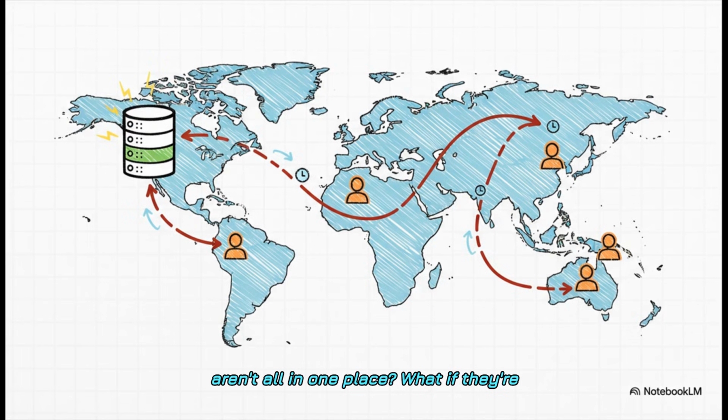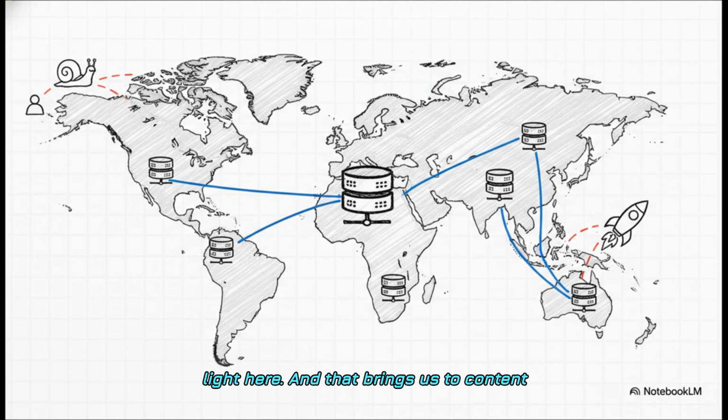What if they're scattered all over the globe? All of a sudden, the problem isn't just memory versus disk. The new bottleneck is the actual physical distance the data has to travel. We're talking about the speed of light here. And that brings us to content delivery networks, or CDNs. These are absolute game changers. A CDN is just a huge network of servers spread all over the world. They cache your content, like images, videos, even API responses, in locations that are physically closer to your users.